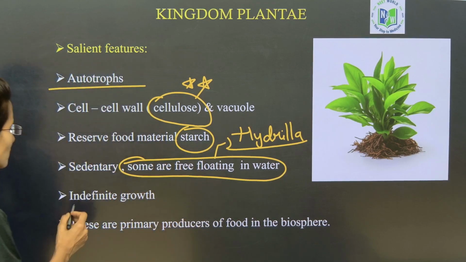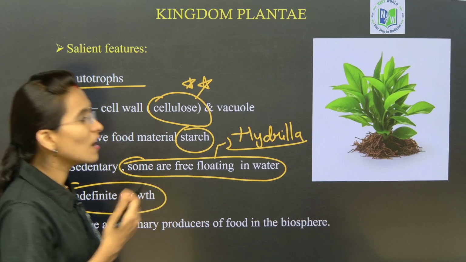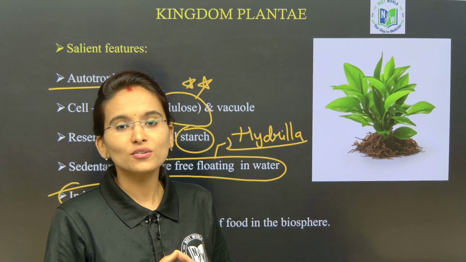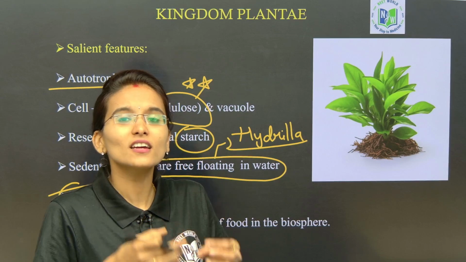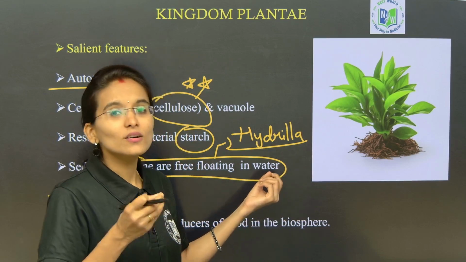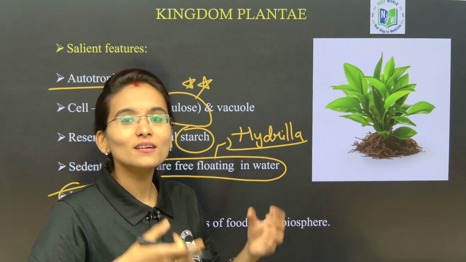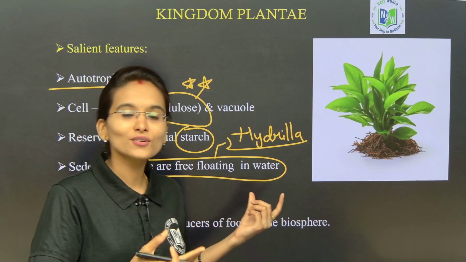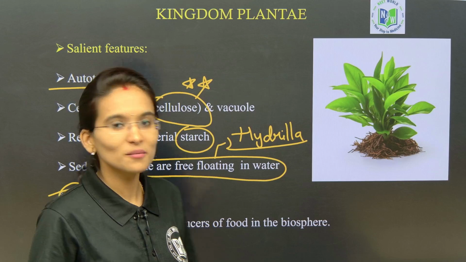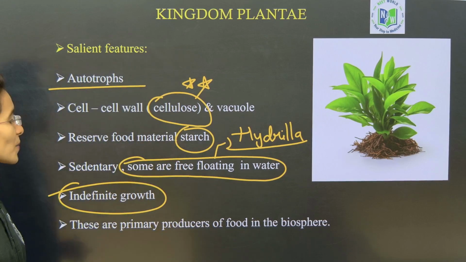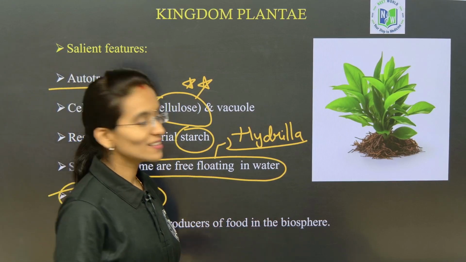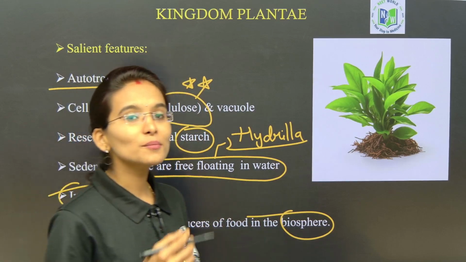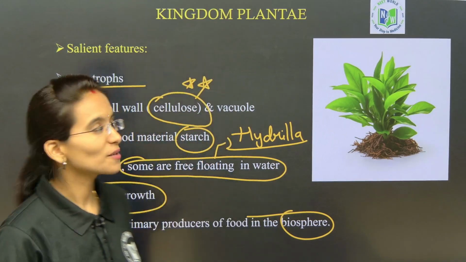And next, the plants show indefinite growth or sometimes definite growth. Usually herbs and shrubs grow up to a certain height, but there are some types of plants which show indefinite growth, we are also going to learn about them. Yes, and these are the primary producers of the food in the biosphere, the plants are usually called primary producers of the biosphere. Yes.